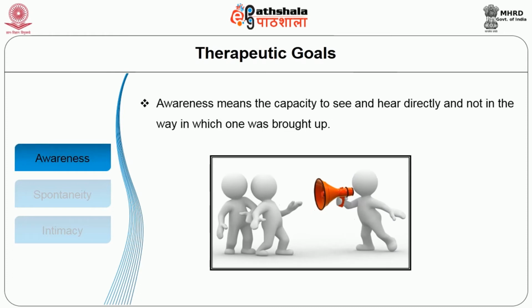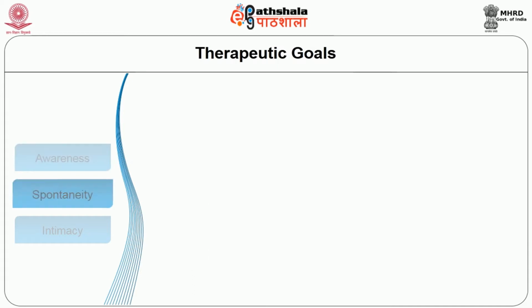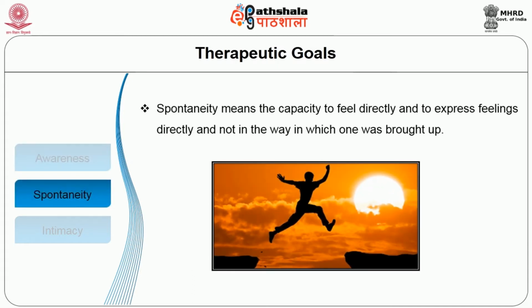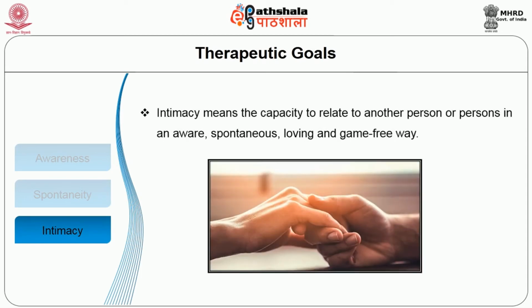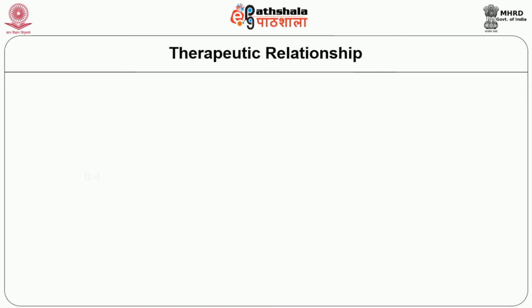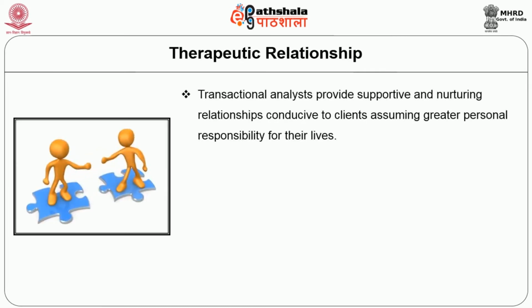First one is awareness. Awareness means the capacity to see and hear directly and not in the way in which one was brought up. Second, spontaneity. Spontaneity means the capacity to feel directly and to express feelings directly and not in the way in which one was brought up. Intimacy. Intimacy means the capacity to relate to one another and other persons in an aware, spontaneous, loving and game-free way. And the next we can discuss is therapeutic relationships.